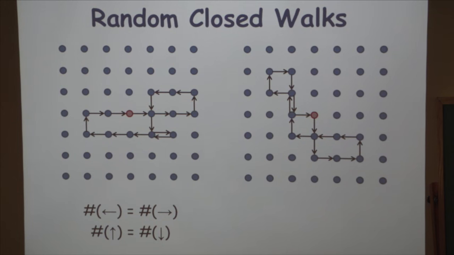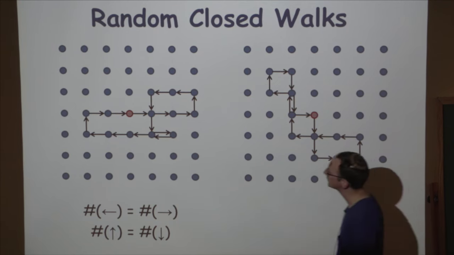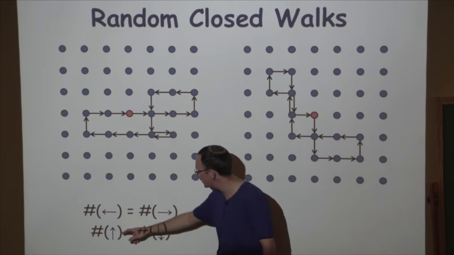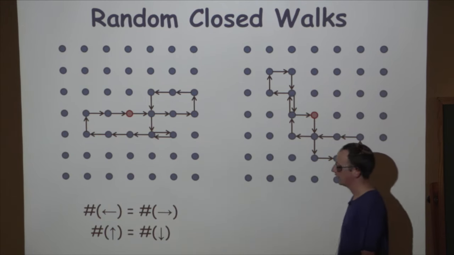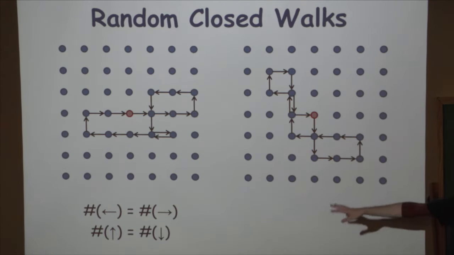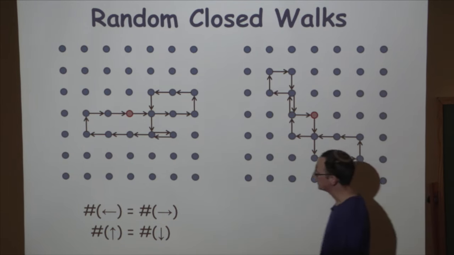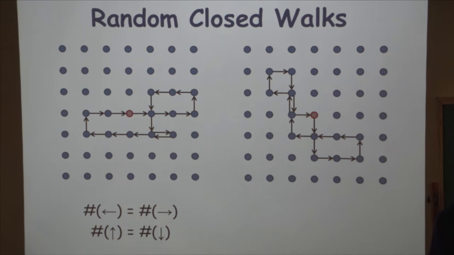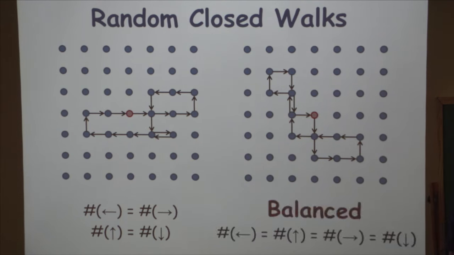So here, if we have a closed walk on the plane, we have two conditions: the number of rights should be equal to the number of lefts, and the ups should be equal to the downs. That's just because we want to return to our starting point. And another option is to consider balanced planar walks, in which all these four are equal. Okay, so this is going to be the difference.